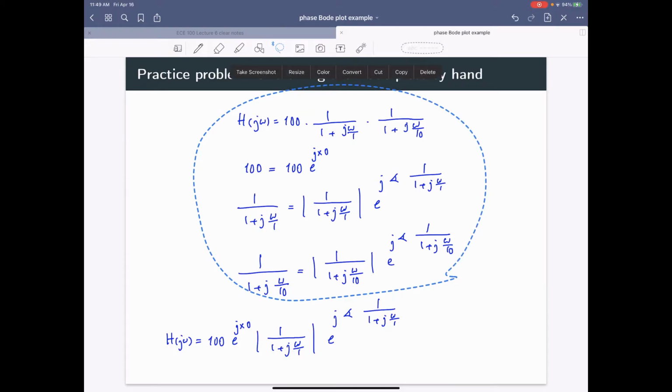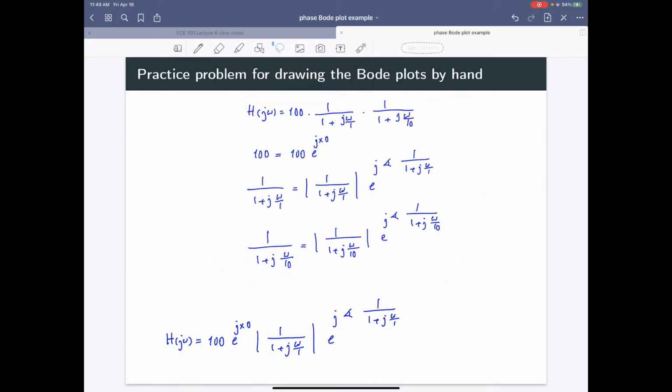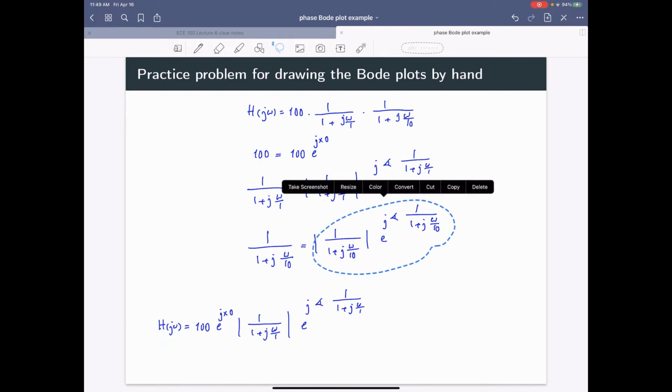Actually, I can make it smaller. Okay, next I'm going to multiply it, and this one also should get smaller. Next I'm going to multiply it by this term, which is another way of showing the same function, 1 over 1 plus j omega over 10.